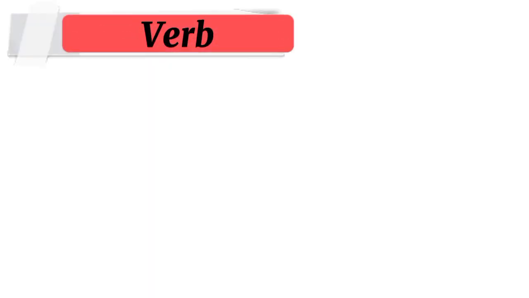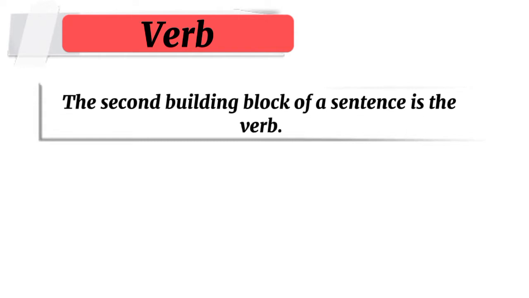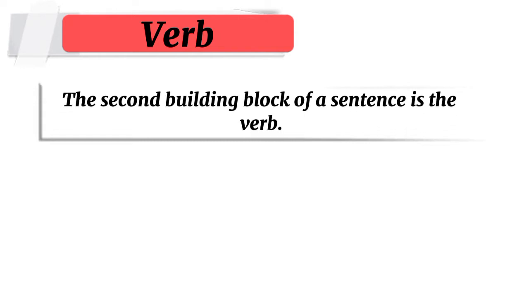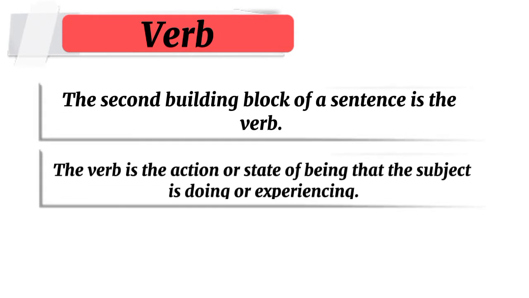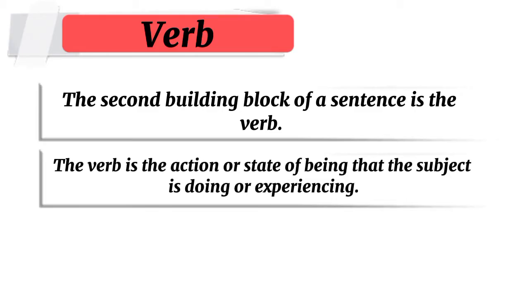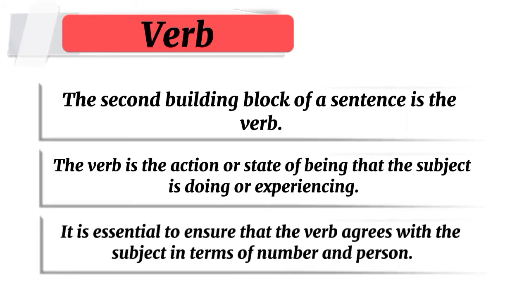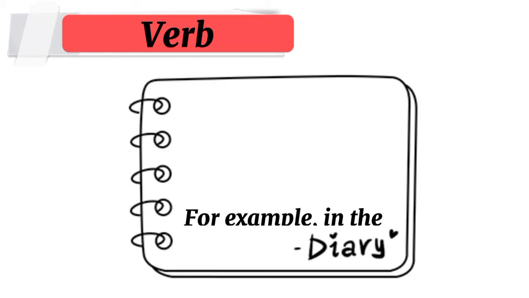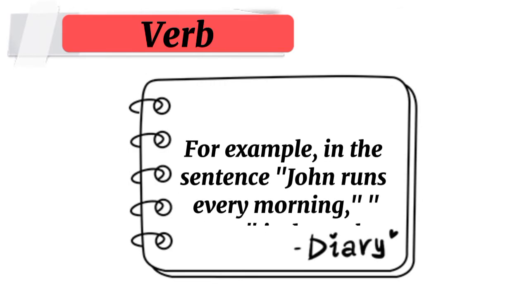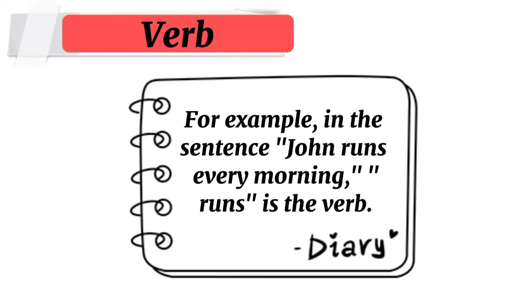Verb. The second building block of a sentence is the verb. The verb is the action or state of being that the subject is doing or experiencing. It is essential to ensure that the verb agrees with the subject in terms of number and person. For example, in the sentence "John runs every morning," runs is the verb.